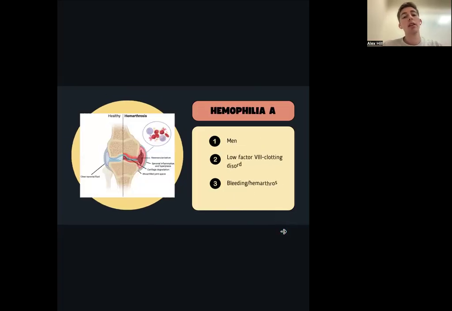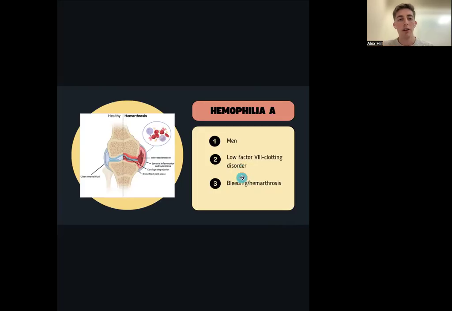Okay. Hemophilia A. This is more common in men because it is X-linked. That means that women carry it, but women have two X chromosomes, so the other X can hide the manifestation of hemophilia A, but men only have one X. So if they have it, then they're going to manifest it.